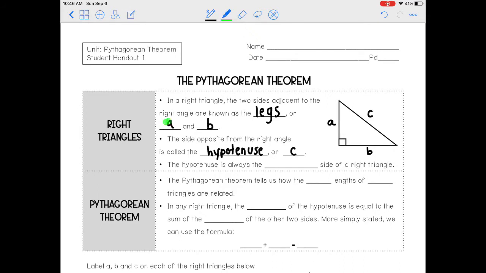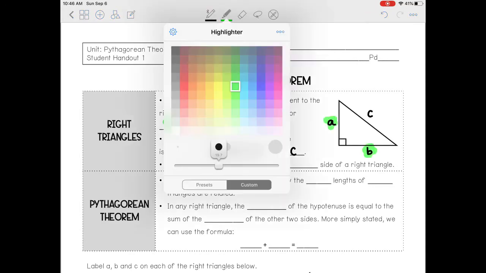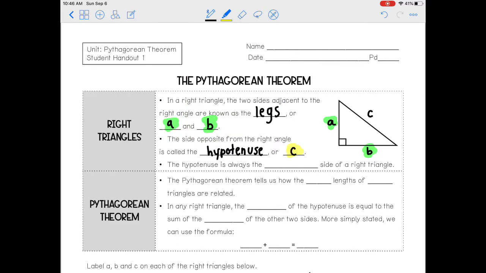Let's go ahead and highlight. We have A, B, and then we'll do yellow for C, and yeah, C is right here. So it says the two sides adjacent to the right angle. So this right here represents a right angle. When you see this in a triangle, it means it's 90 degrees or a right angle.